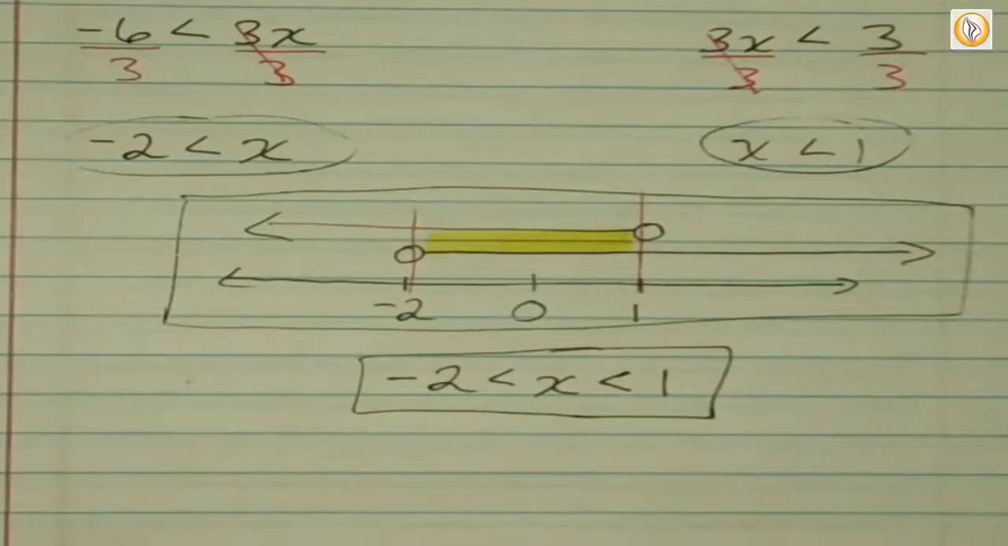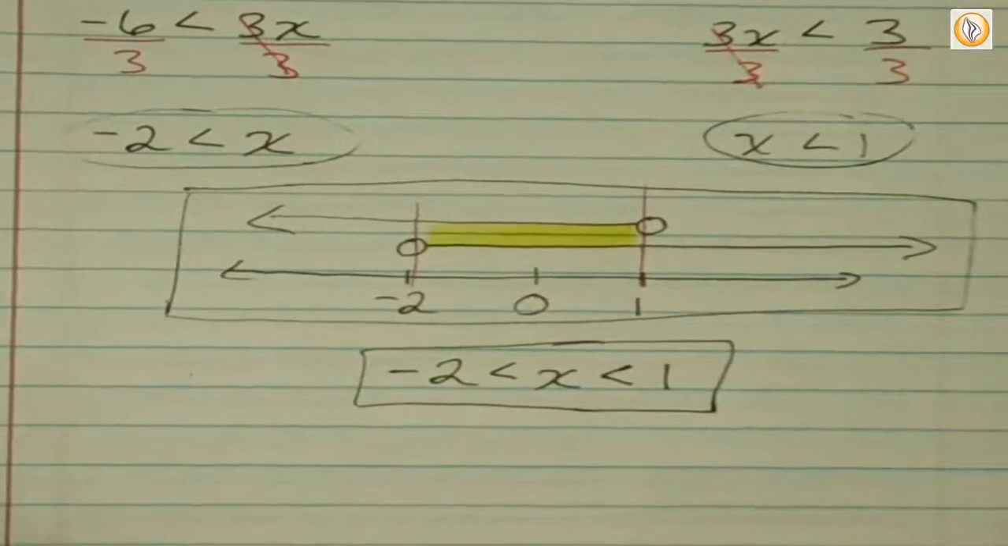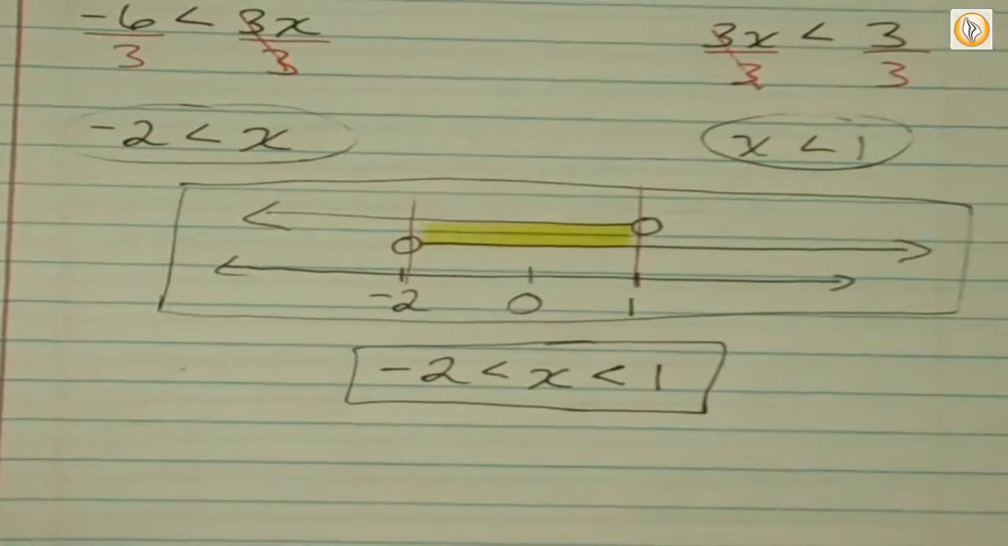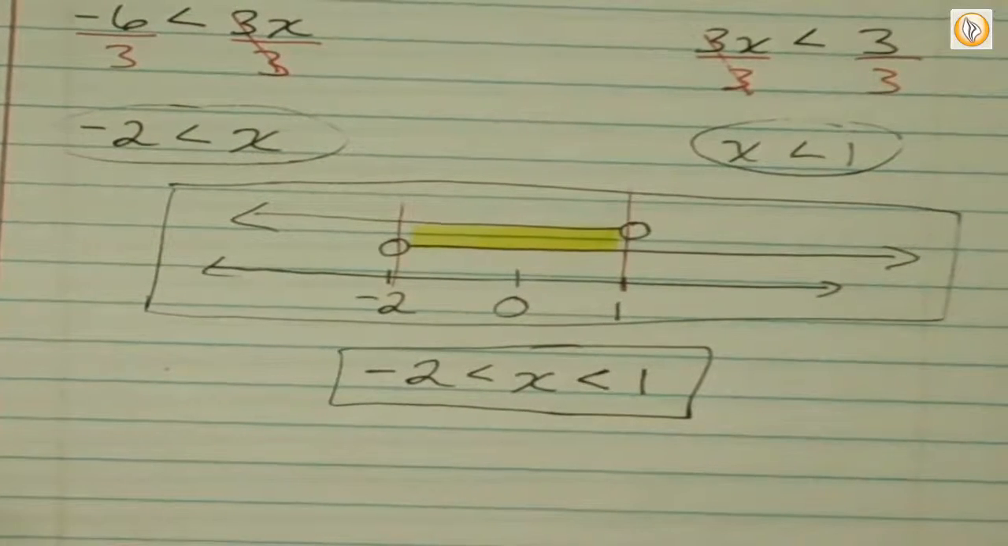Yes, sir. If we assume that x is a whole number, we could assume that it's either -1 or 0. You could, as long as it's a whole number. Any questions? Let's do another.